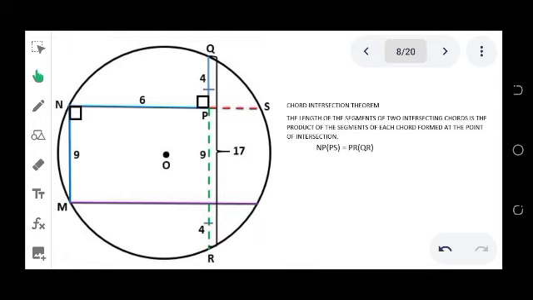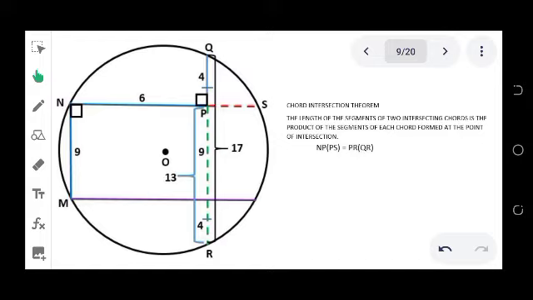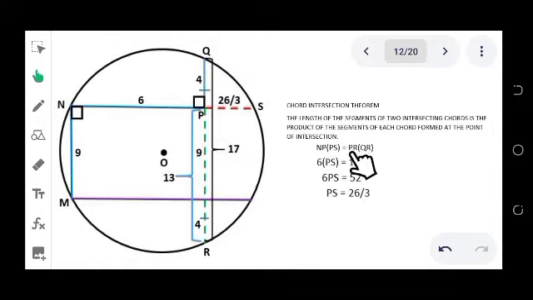So we're going to substitute the values now. You have 6 times PS is equal to, now PR consists of two segments having measures of 4 and 9. Therefore, that is 13 times QP, which is 4. We solve this one. We have 6PS equals 52, giving us PS equal to 26 over 3. That's why it's 26 over 3 here.